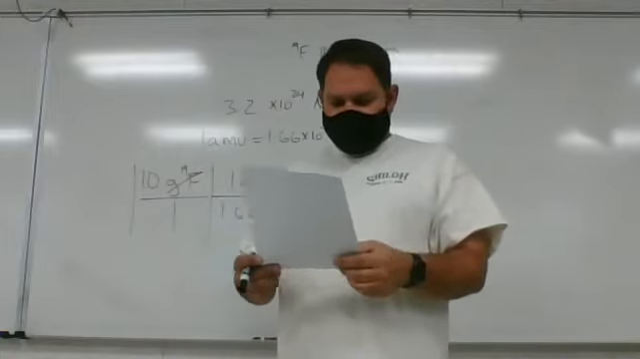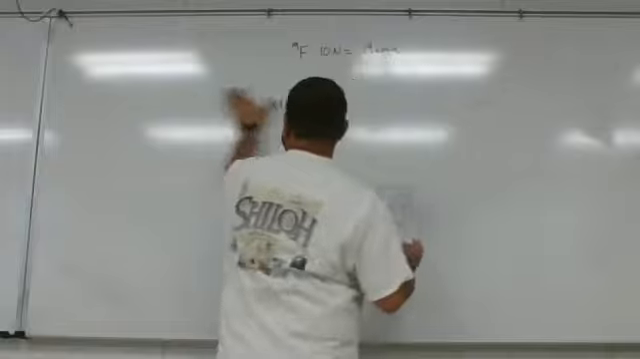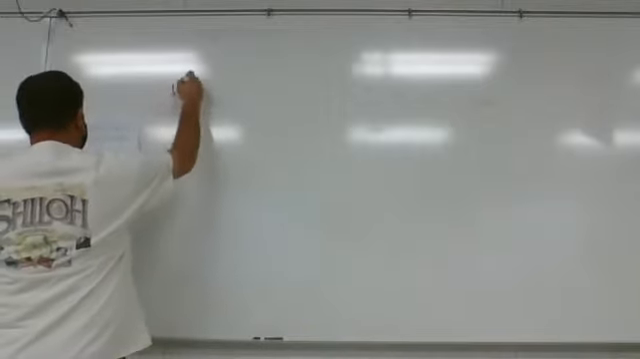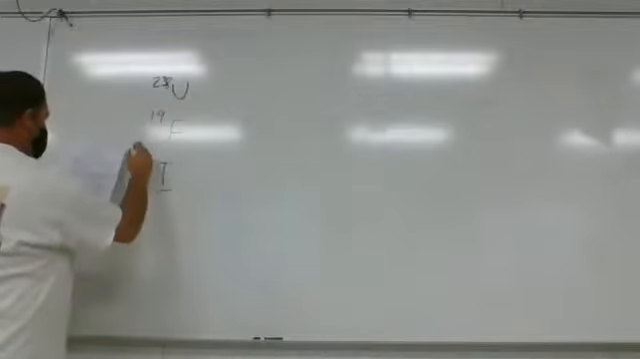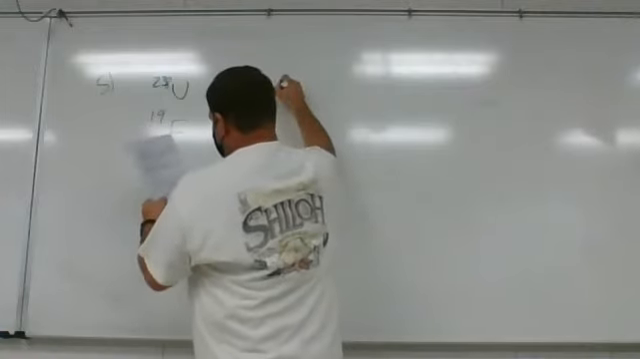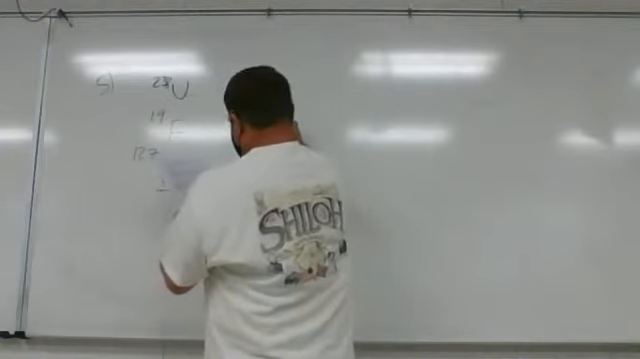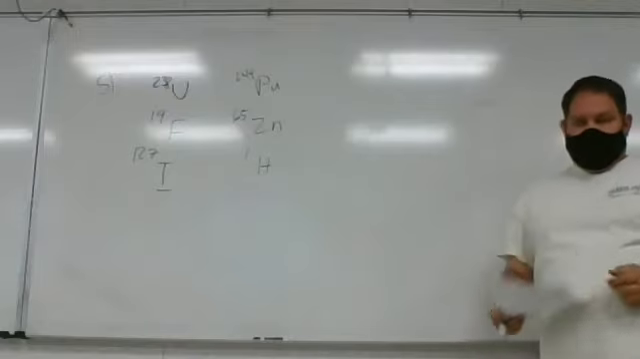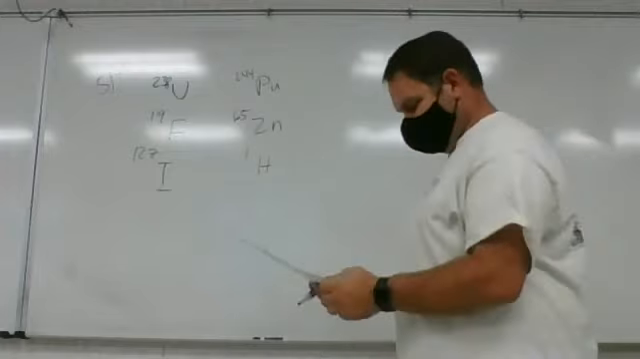All right, number five. We're going to go through this fast. I'm just going to put up the answers. The first one, uranium, should be U-238. Then F-19 for fluorine, iodine should be 127, polonium 244, zinc 65, and hydrogen 1. Do we have to write the proton number? You don't have to, but if you do, that would probably be preferred.